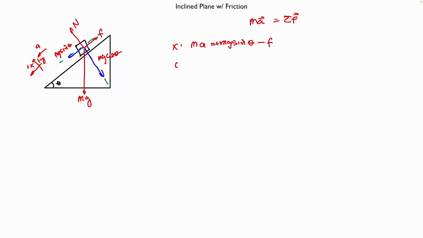Because in the y direction, we had ma, but the y direction is 0, right? 0 equals N minus mg cosine theta. Okay, so again, our change from the cow problem last time is just this minus friction that's in that term up there, right? So now we solve for the acceleration again.